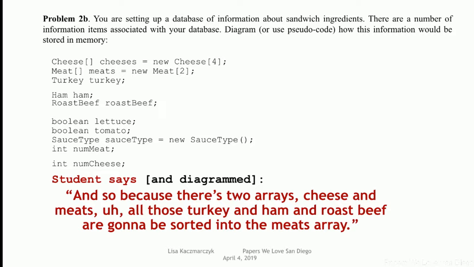They're saying, okay, cheese, meat, turkey, ham, roast beef. These things are all related, so obviously they're all going in the meat array. Well, these are not even the same type. There's just no way. But their preconceived notions, their assumptions, are such that that's what they believe is going to happen. Perhaps they're struggling to understand which associations are explicit versus implicit, or something along those lines.